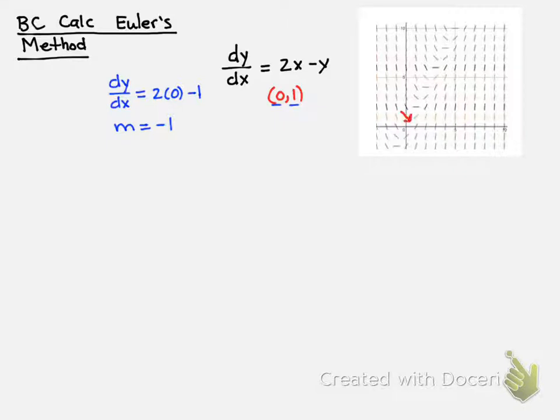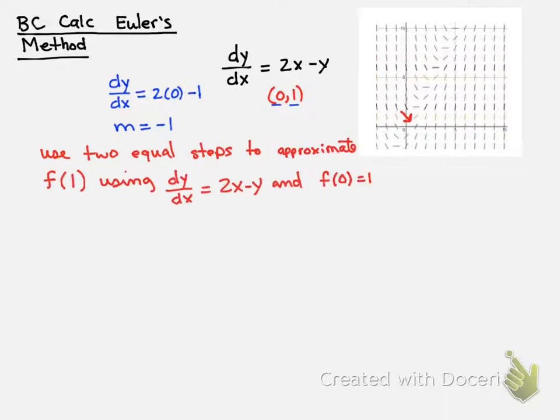How far would we go? Well, Euler's method will tell us things like: use 2 equal steps to approximate f of 1 using this differential equation and the initial condition of f of 0 equals 1.